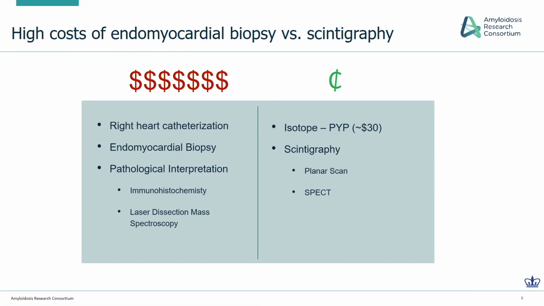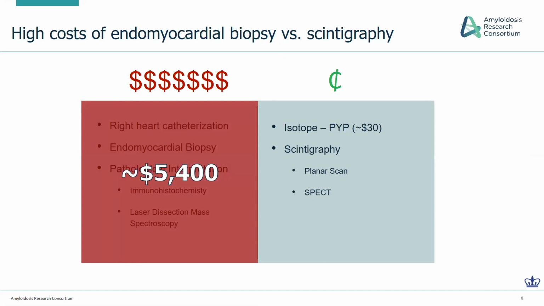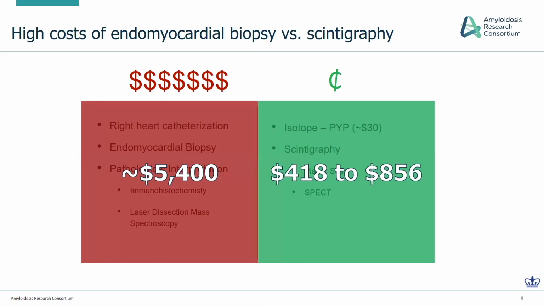There's costs associated with its performance in addition to the biopsy, and then downstream pathological interpretation also requires significant expertise. The gold standard for pathological interpretation is laser dissection mass spectroscopy, which is usually available at few centers such as the Mayo Clinic. Cost for all of those tests together is estimated to be about $5,400, whereas scintigraphy is quite cheap. The cost of the isotopes is in the range of $30, and based on whether you do a planar or a SPECT scan, current reimbursements are in the range shown here, several $100s. So clearly, potentially a more cost-effective way as well.